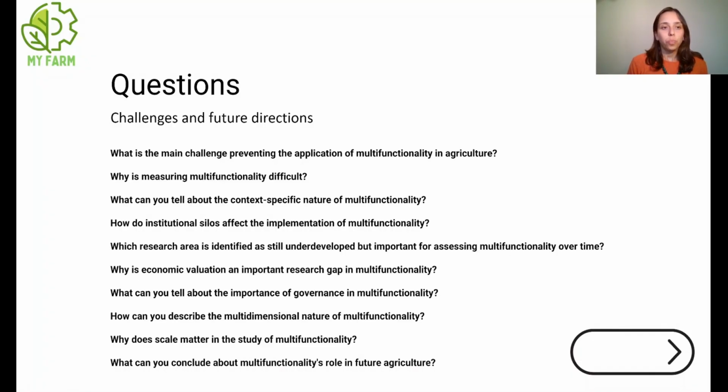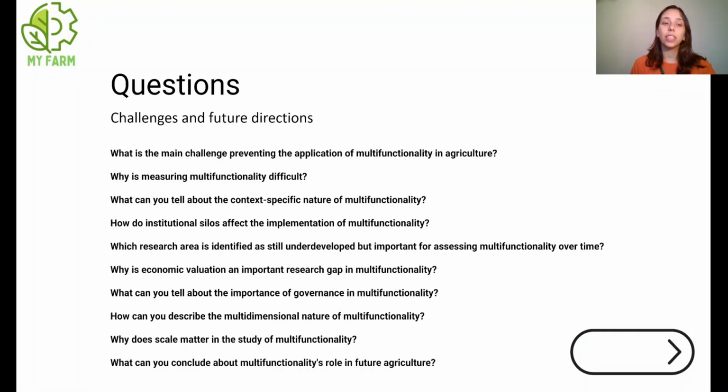So, what is the main challenge preventing the application of multifunctionality in agriculture? Why is measuring multifunctionality difficult? What can you tell about the context-specific nature of multifunctionality? How do institutional silos affect the implementation of multifunctionality?